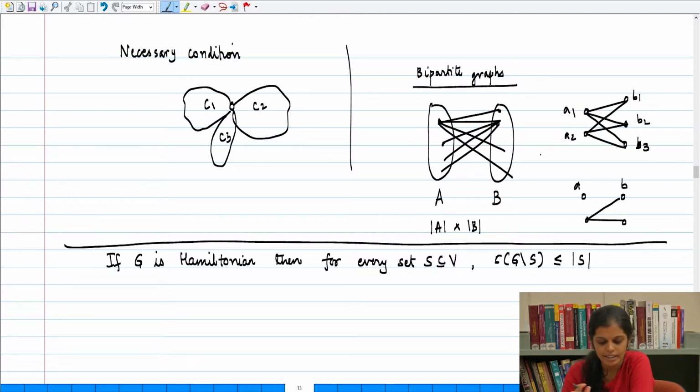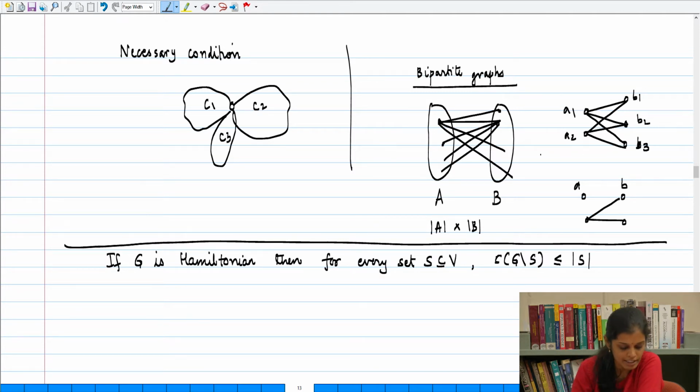So what does this necessary condition tell us? It doesn't say anything about whether a graph is Hamiltonian; you cannot say that unless you show a Hamiltonian cycle. But what it allows you to do is prove that the graph is not Hamiltonian, right? Because for proving that a graph is not Hamiltonian, you only need to exhibit one set of vertices whose removal is going to create large enough components, right?